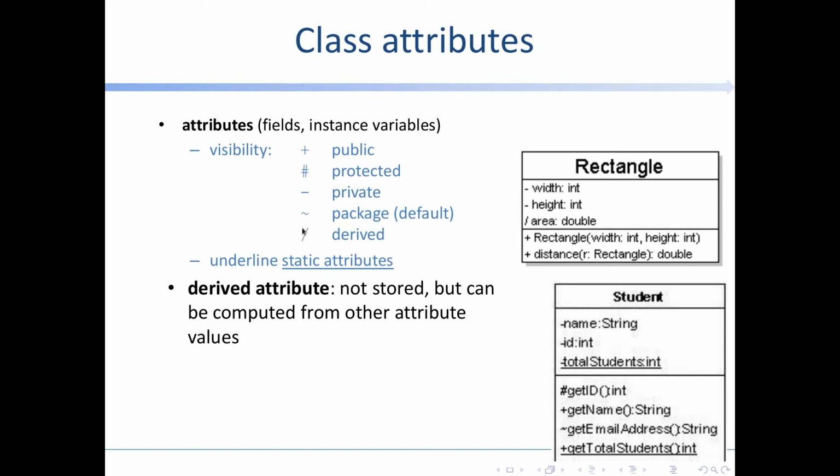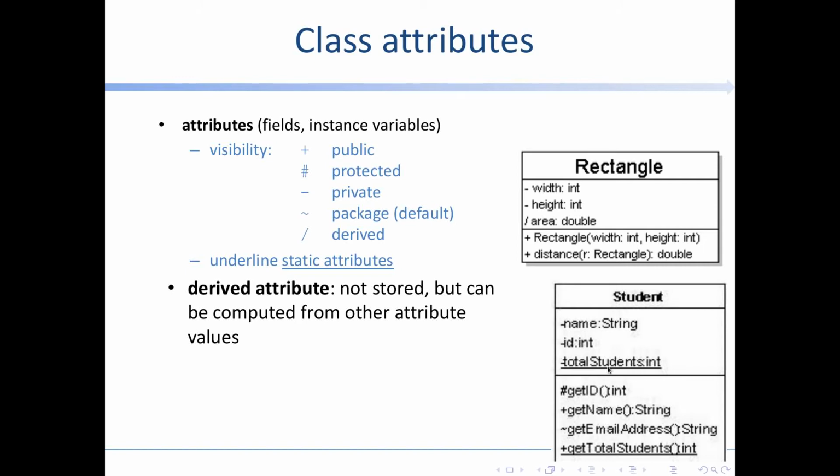Now the underline, which you see in the student class, also has a meaning. It means it's a static attribute. Now what is a static attribute? Let's look at this example. It's a student class that has the name of the student and an ID of the student, and there are some methods. Now there's also total students. It's a number, an integer. So each student has a name and ID, but how come each student can have total students? It kind of doesn't make sense, right?